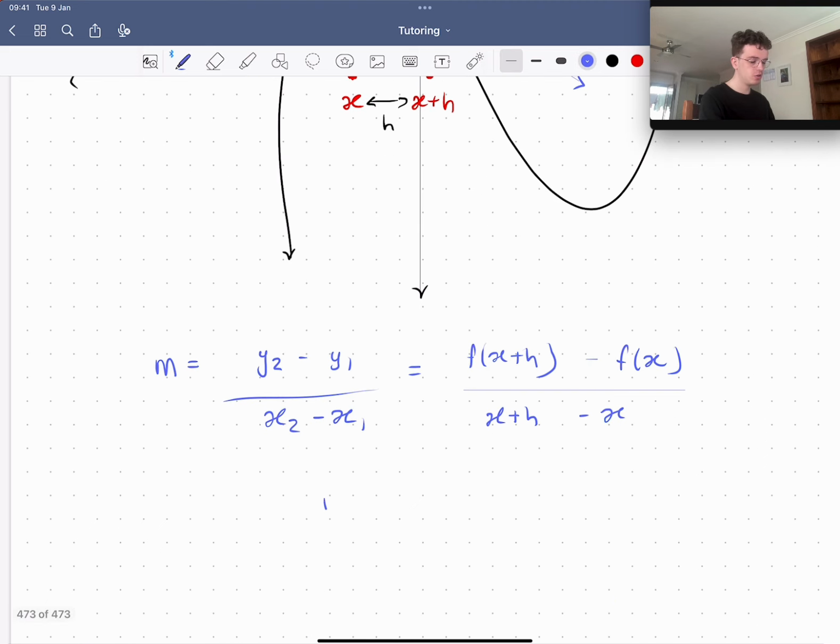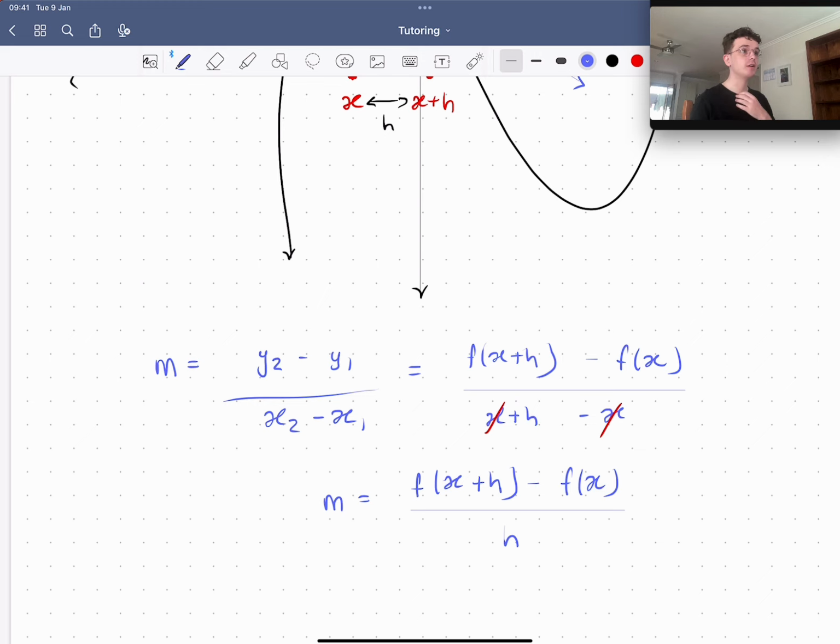Which will give the gradient of that particular line, m, is equal to f of x plus h minus f of x. Those two x's on the bottom will cancel, and we have over h.